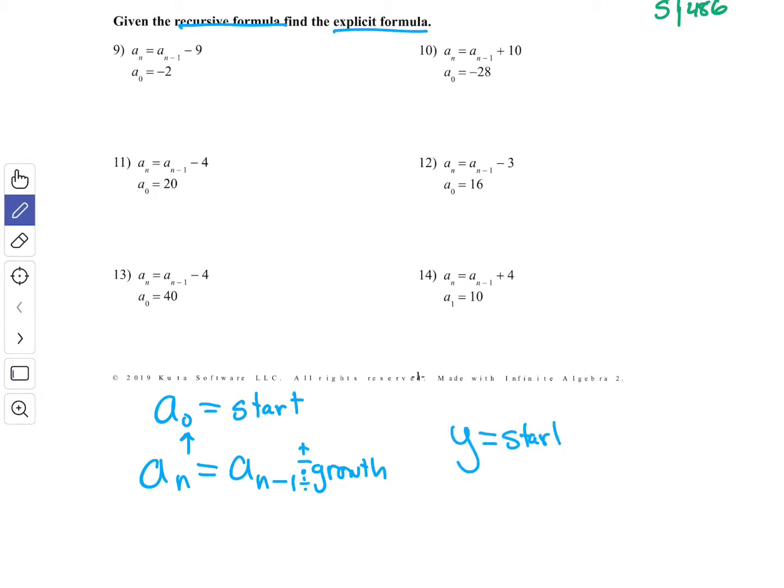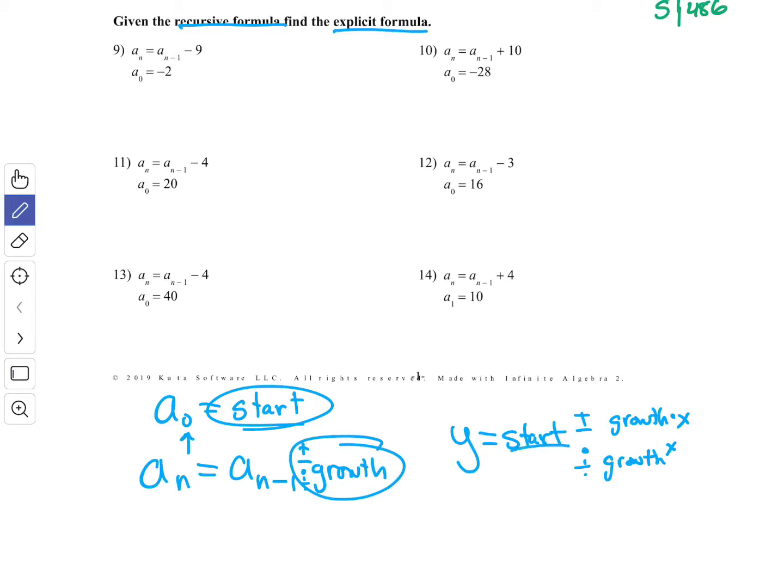So for our explicit, I like to use y equals our start, and then add or subtract our growth times our variable, or multiply or divide our growth to the x power, right? Because repeated addition and subtraction, the shortcut's multiplication. Repeated multiplication and division, the shortcut's a power, okay? So basically, I'm just figuring out these and then applying them.